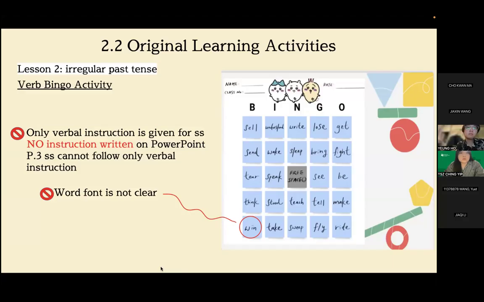And also for lesson 2, the irregular past tense verb bingo activity only includes some verbal instruction for the students, and no instruction is written on the PowerPoint, as the primary 3 students cannot follow only verbal instruction. Also, the word font is not clear.